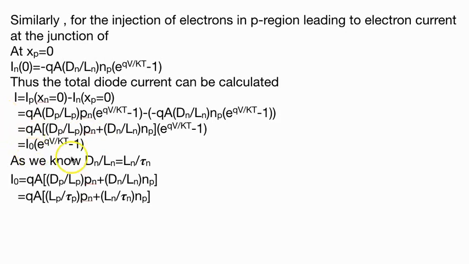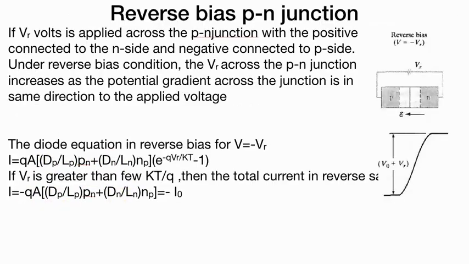I0 is this equation. If we put the diffusion coefficient with the diffusion length, then the formula will be equal to diffusion length divided by the time period, and will give me this value of I0.